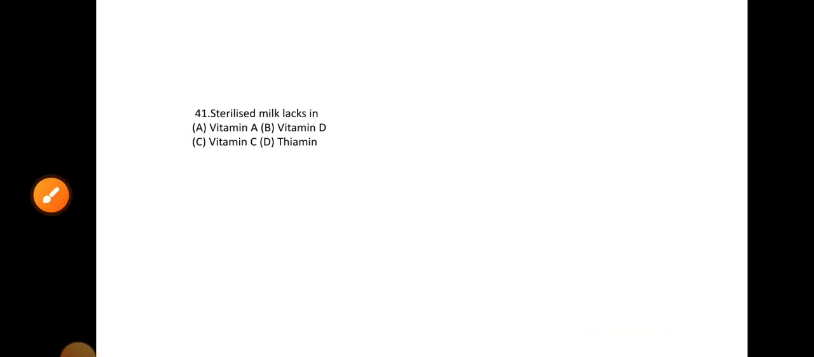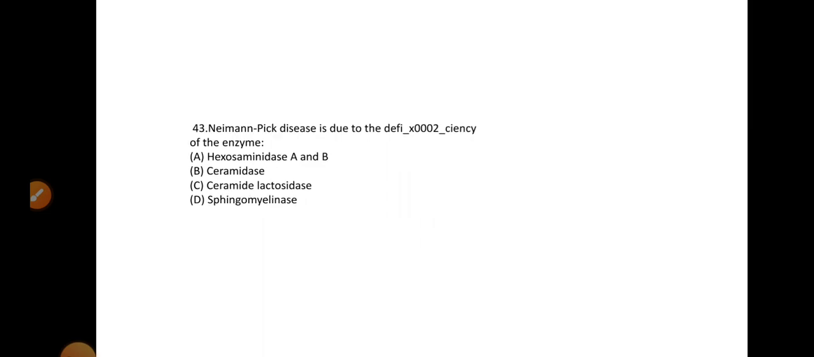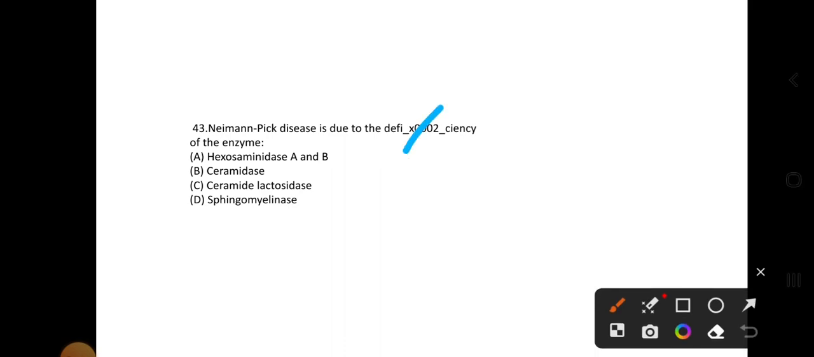41. Sterilized milk lacks, very easy question, vitamin A, vitamin D, C, or thiamine. 42. Krabbe's disease is due to the deficiency of the enzyme ceramide lactosidase, ceramidase, beta galactosidase, GM1 beta galactosidase. 43. Niemann-Pick disease is due to deficiency of the enzyme, which enzyme? This is a very common question. Hexosaminidase A and B, ceramidase, ceramide lactosidase, or sphingomyelinase.